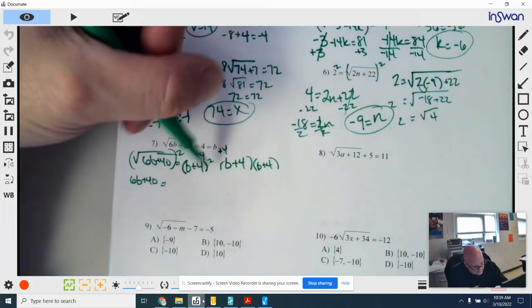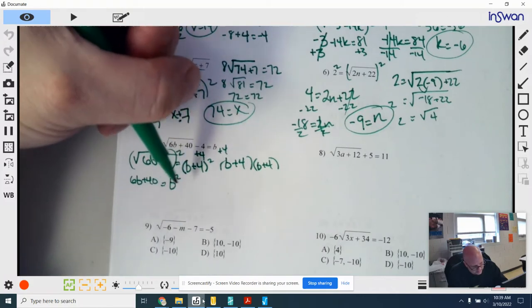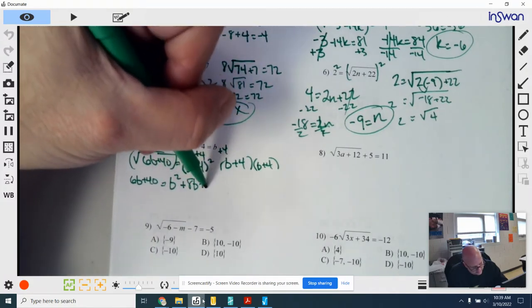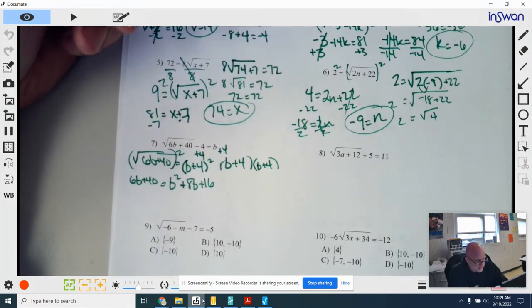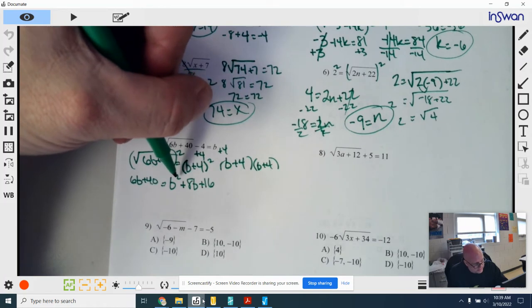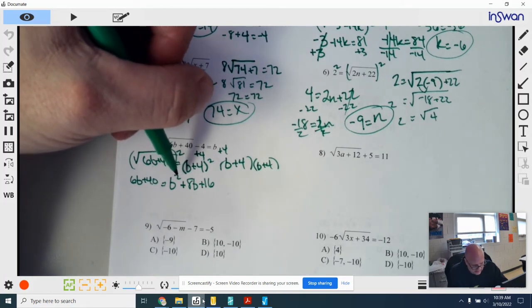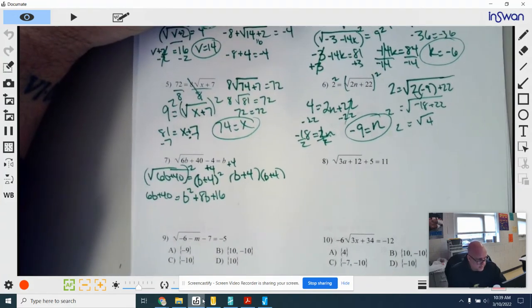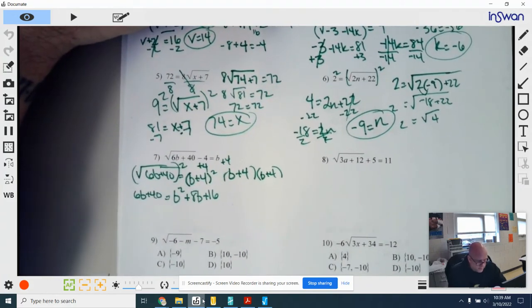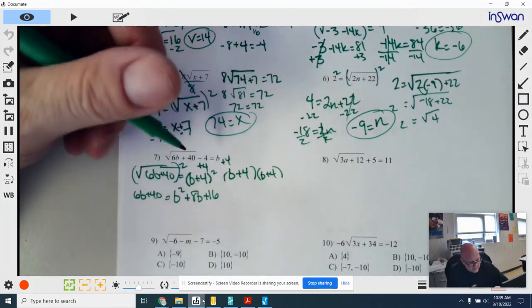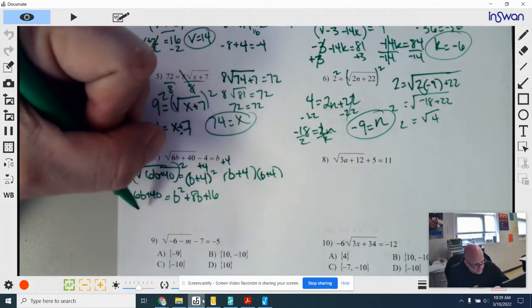So that's going to give me b squared plus 8b plus 16. Okay, this one is different than all the others because we now have an exponent of 2 in here. So we have a quadratic. And if you have a quadratic, you need to solve it like you have done before. You could do the quadratic formula, or in probably most of these cases, you can do factoring. And I think factoring would be the easiest.